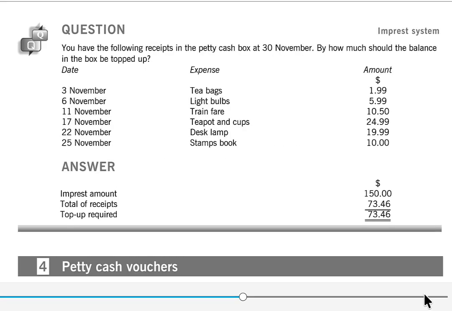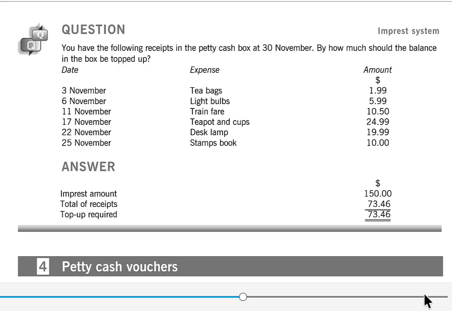Class. Let us now explain the question and its answer step by step in a very clear way. The question says, you have the following receipts in the petty cash box at 30 November. By how much should the balance in the box be topped up? What the question is really testing.